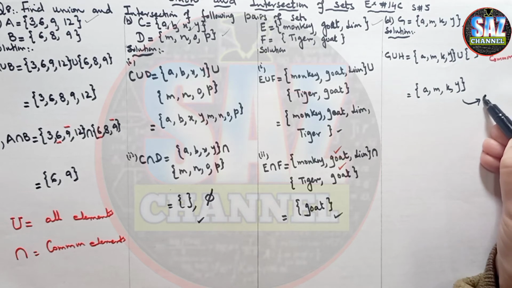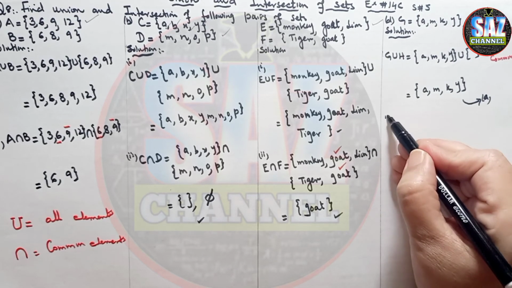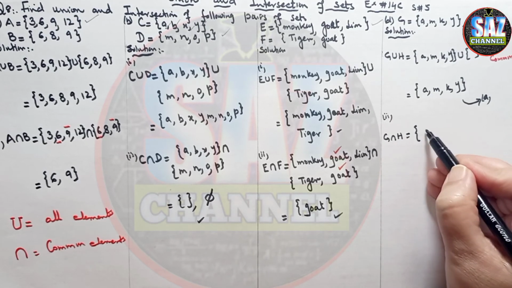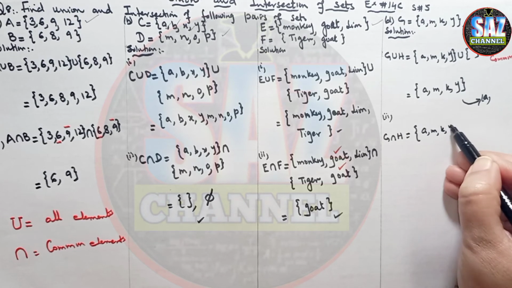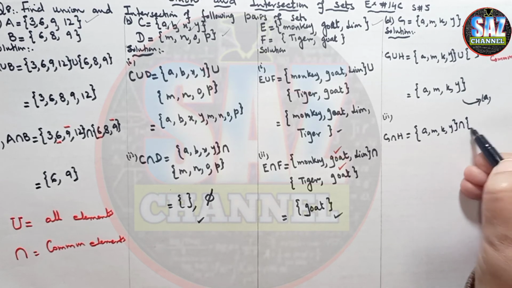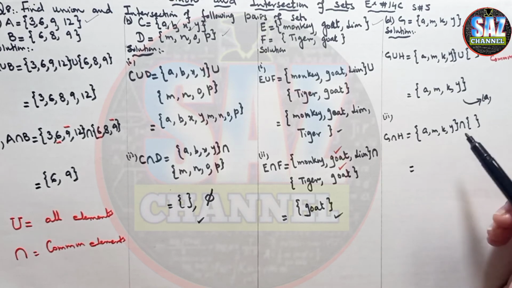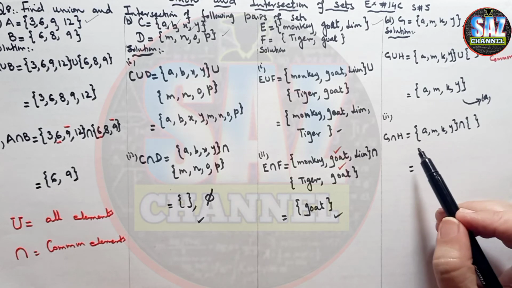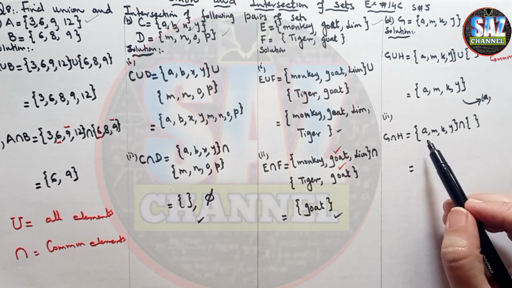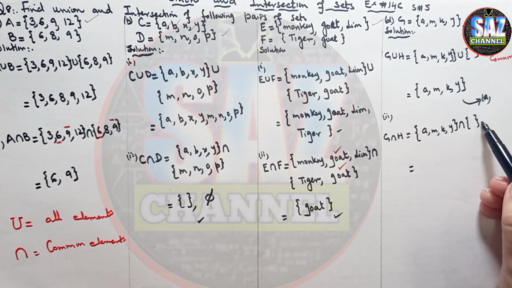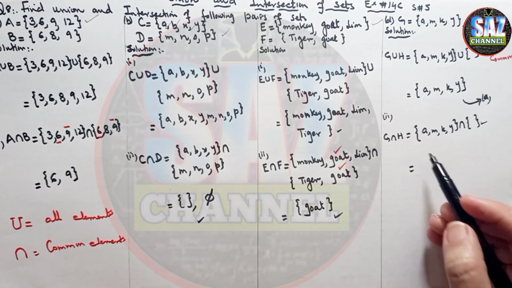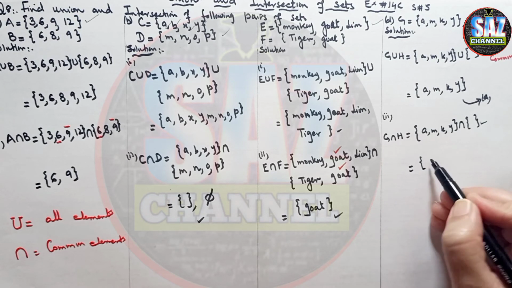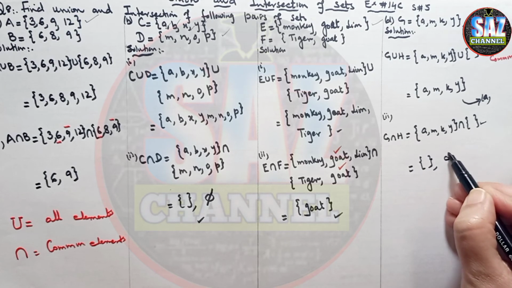And now we go for the intersection. G intersection H. Then I write the elements of G, A, M, K, Y, and then intersection with the empty set. As we know, intersection means the common elements only. If we look at both these sets, the first set has the elements A, M, K, Y, and the second set is an empty set. So there will be nothing common between the two sets. So the intersection will be the empty set, or I can write it phi.